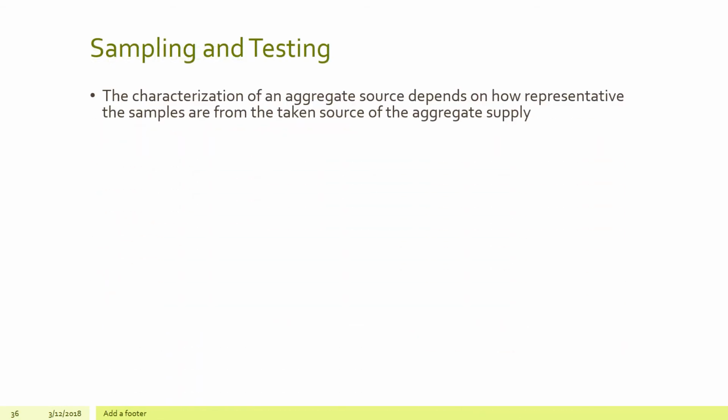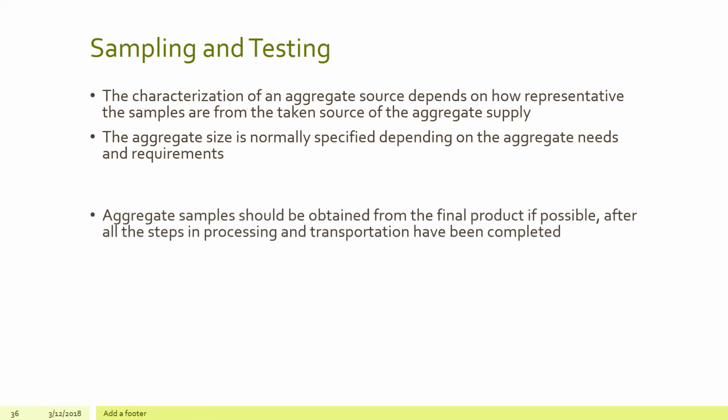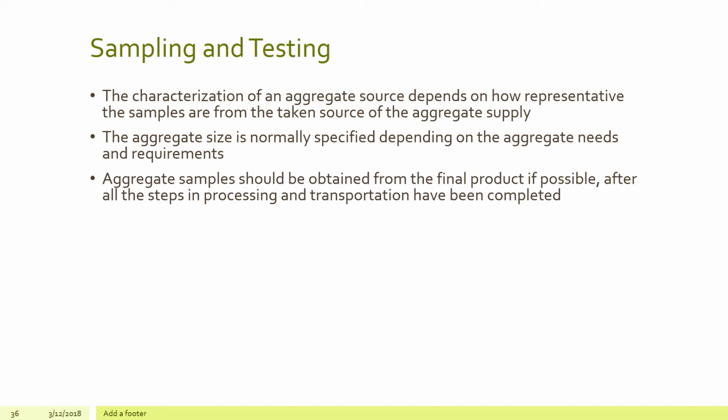Sampling and testing. The characterization of the aggregate source depends on how representative the samples are from the source of the aggregate supply. The aggregate size is normally specified depending on the aggregate needs and requirements. Aggregate samples should be obtained from the final product if possible, after all the steps in processing and transportation have been completed. And again, as mentioned before in the Module 2 lecture, we're looking to get a quarry that's close to our site so we can reduce the cost of transportation and so on.